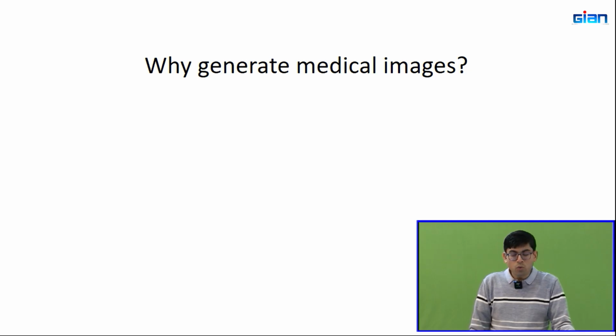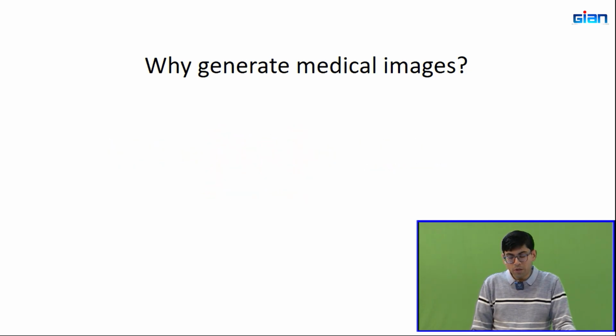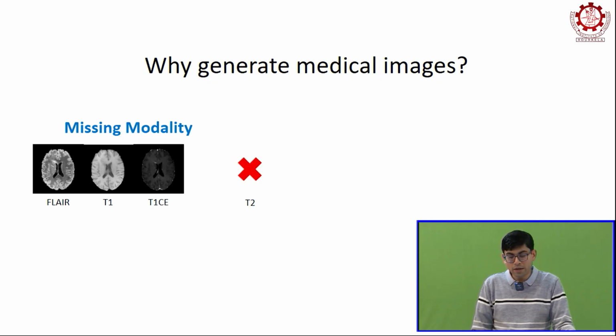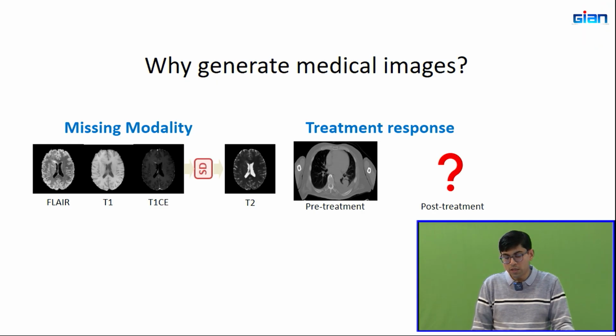So coming back to our Gen AI, why do we generate medical images? Because this can help us augment data sets. For example, with the missing modalities and missing protocols that we spoke about, you can have FLAIR and T1 post contrast. You may not have a T2 sequence, and then you can use a diffusion model to generate a T2 sequence. You can also train generative AI models to predict response to treatment.